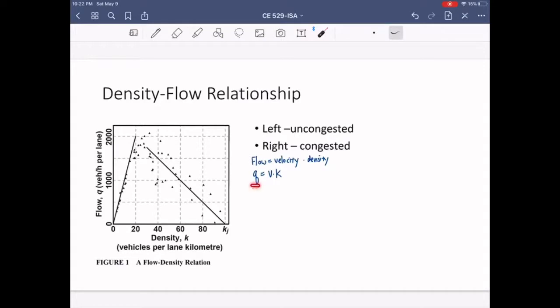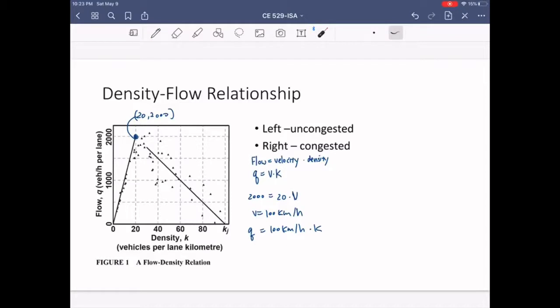So if you take a look at this equation here that I explained, you can actually retrieve the velocity by plugging in the data point. So for example, if you choose one data point, let's say this one, it'll be 20 for density and 2000 for the flow. So let's plug in here, which will be 2000 equals 20 times V. So V equals 100 kilometers per hour, and the equation would be written as Q equals 100 kilometers per hour times K.